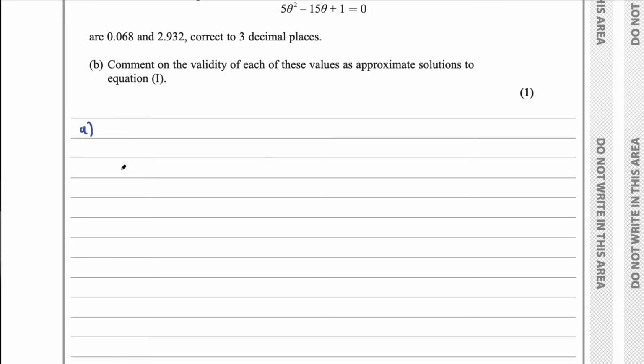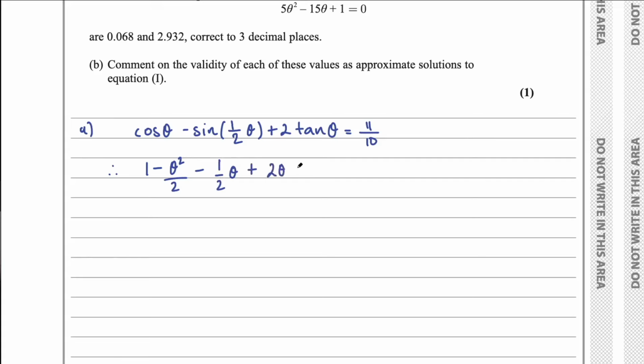So I'll write out the equation they gave us. And now we want to substitute in those small angle approximations. So therefore we would have 1 take theta squared on 2 for cosine theta, and just the angle for sine theta, so that would just be half theta, and the same for tan theta, so this would just be 2 theta, and we can say that's approximately equal to 11 on 10.